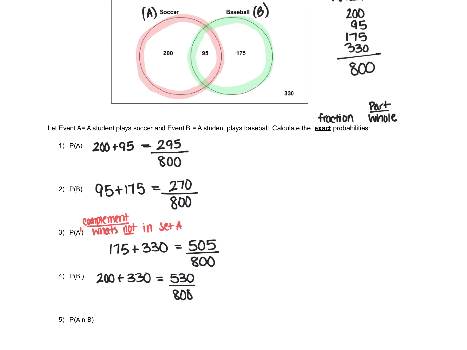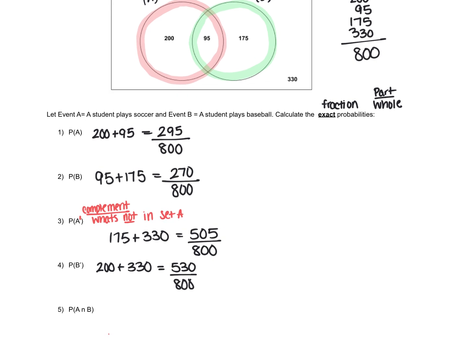Next, I want to find the probability of A and B. Remember the symbol, that upside down U that looks like an A, kind of means and. So what is the probability that somebody participates in soccer and plays baseball? That would be my intersection. The intersection there is 95. So 95 out of 800. You can say and is another way of saying the intersection.